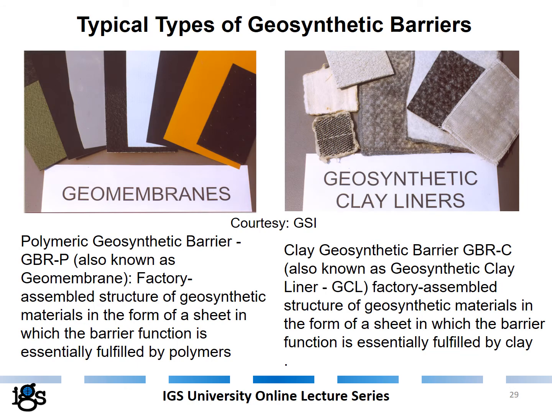Typical types of geosynthetic barriers are geomembranes. Here you see several examples of geomembranes. They are basically polymer sheets. The other type is geosynthetic clay liners. These are unique products where the impermeability function is actually provided by the bentonite, which is sandwiched between two geotextiles.